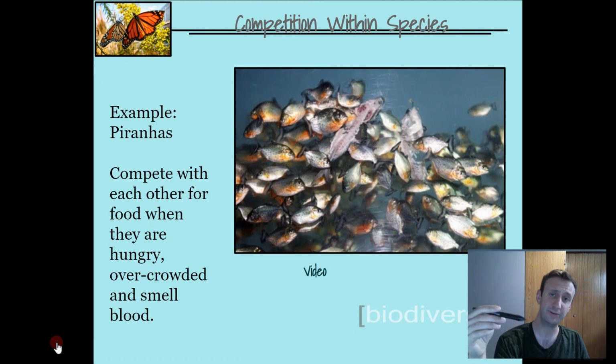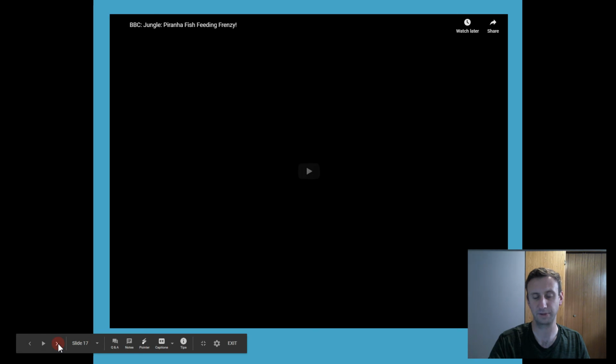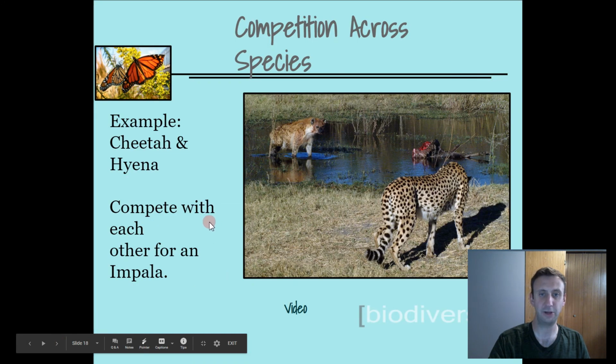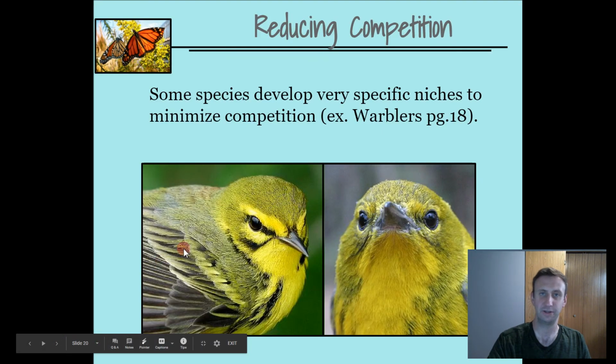So let's look at competition within a species. And this is piranhas basically competing with each other for food when they're hungry and they smell some blood. So we'll watch that video. Here's another video. This is competition across different species. So here we have a hyena and a cheetah, and they are competing for an impala. So we'll check out that video as well.